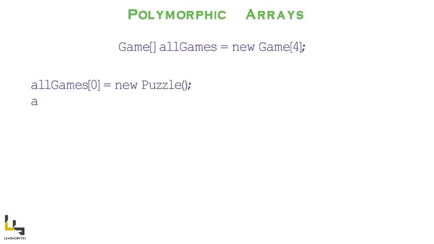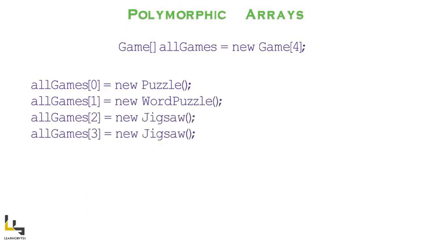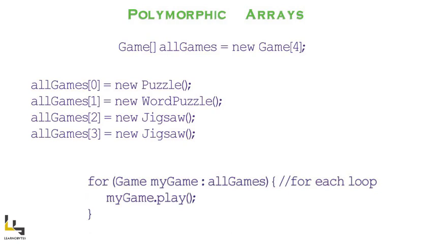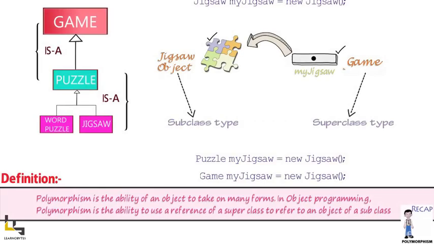We can actually put any subclass of game in the game array because the reference type declared in the array is of superclass type. And here is the best part. We get to iterate over the array and call the play method, and the play method of the actual subclass object gets called.